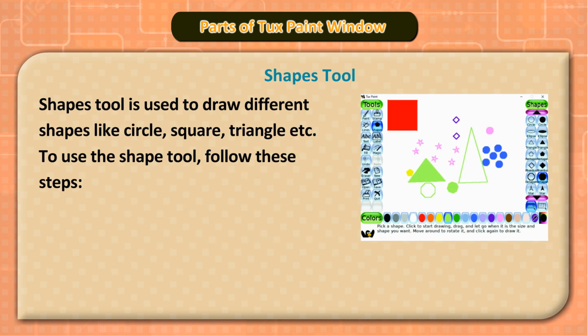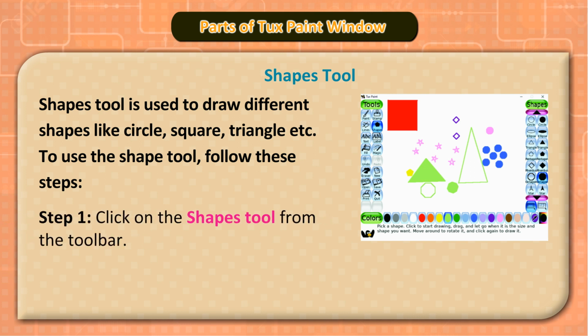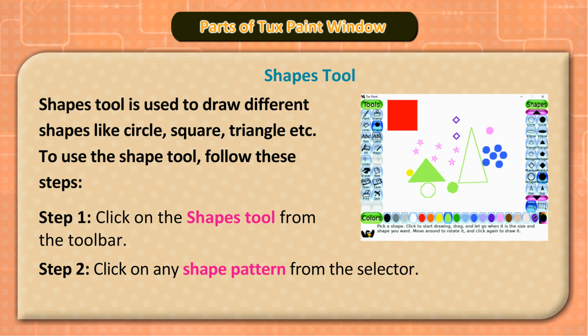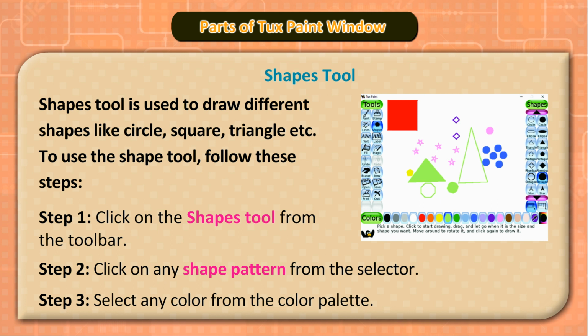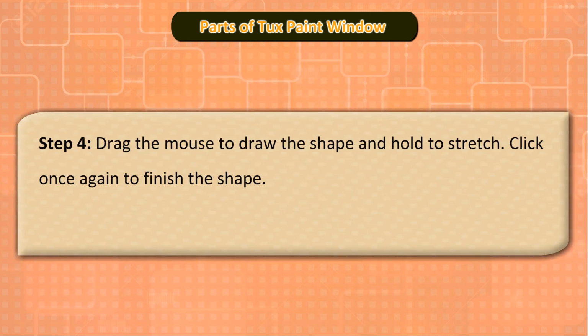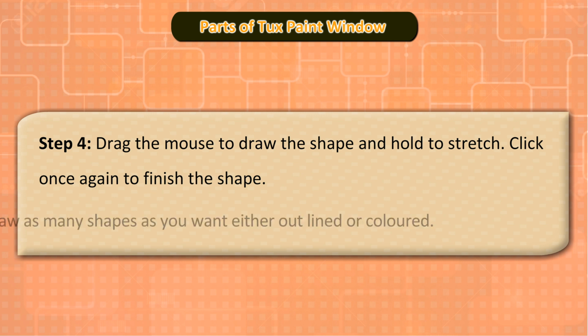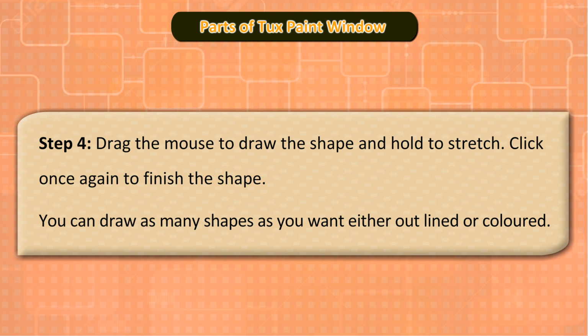Shapes tool. The Shapes tool is used to draw different shapes like circle, square, triangle, etc. To use the Shapes tool, follow these steps. Step 1. Click on the Shapes tool from the toolbar. Step 2. Click on any shape pattern from the selector. Step 3. Select any color from the color palette. Step 4. Drag the mouse to draw the shape and hold to stretch. Click once again to finish the shape. You can draw as many shapes as you want, either outlined or colored.